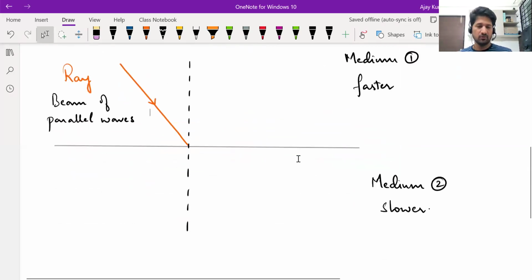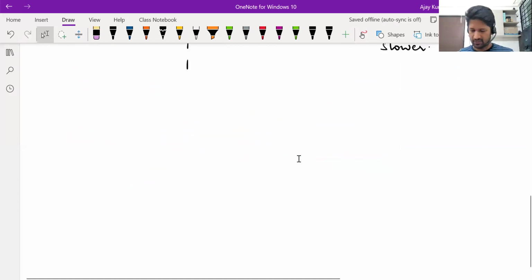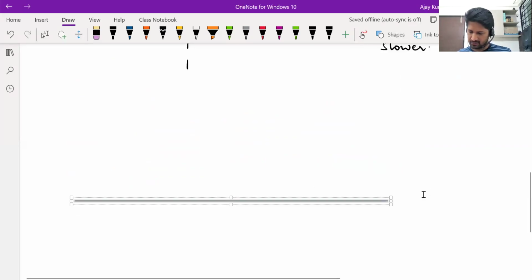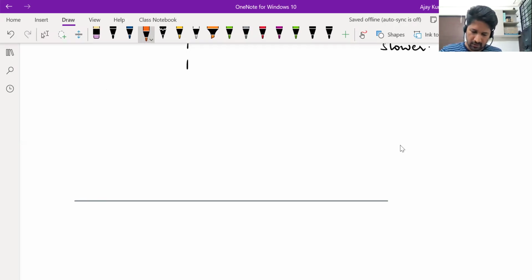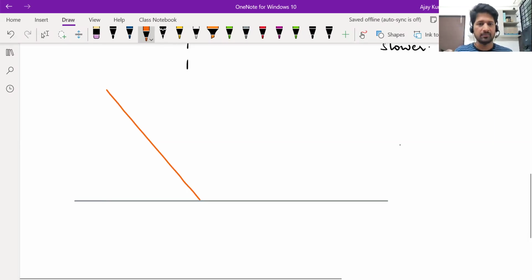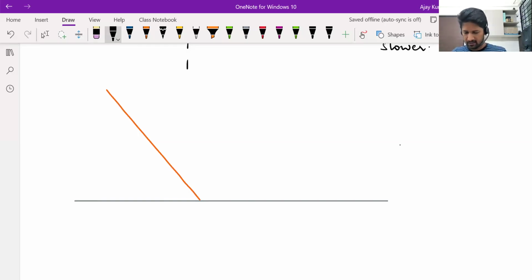So you have to look at this as a collection of waves. Let us look at it that way. Assume this is the interface between the two media. Now imagine a beam of light being incident like this. A parallel beam, that too, has a planar wavefront. I'll indicate the wavefront in black.